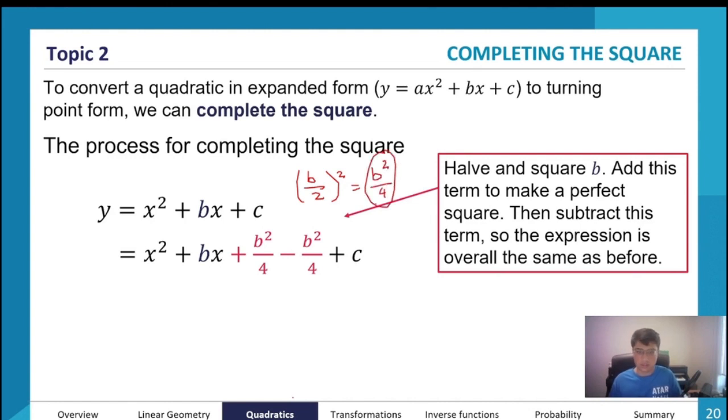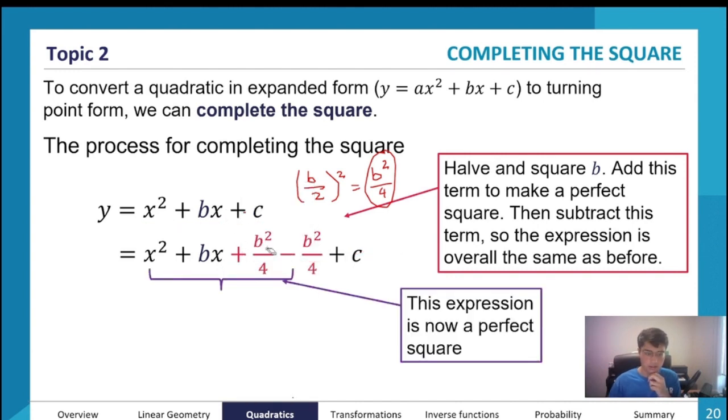This is going to be a very special term. What we have to do is we take this term and we add it to the right side and then also subtract it. So we'd write out x squared plus bx plus b squared over 4 minus b squared over 4 plus c. So that way, we can use some magical properties of this term here, which we'll look into in the next line of working, without actually changing the overall meaning of this expression here. y is still equal to this expression as it is equal to this expression here.